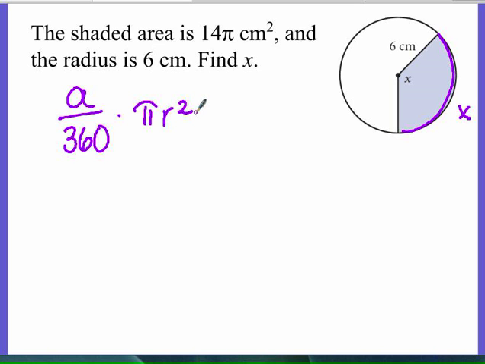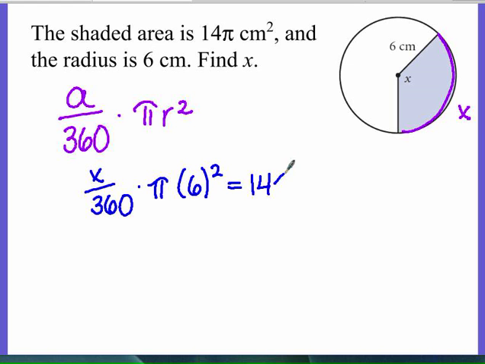So we're just going to plug in what we know. We know that A is x, so we'll just call that x, right? And I know that my radius is what number? 6. And I also know that the entire area is 14 pi. So first things first, I'm going to simplify a few things. I know that 6 squared is 36.